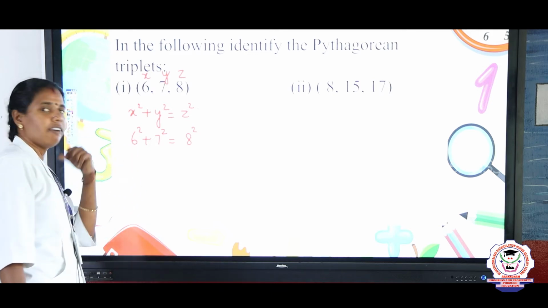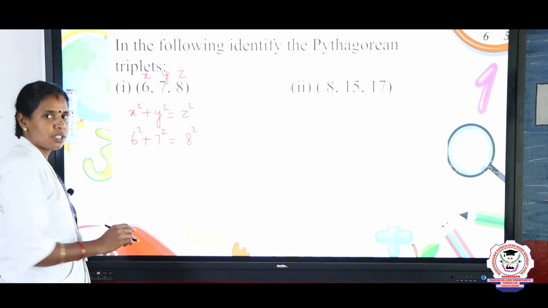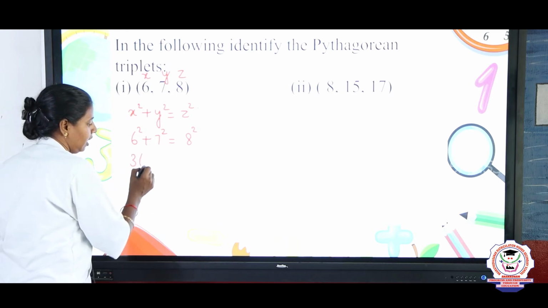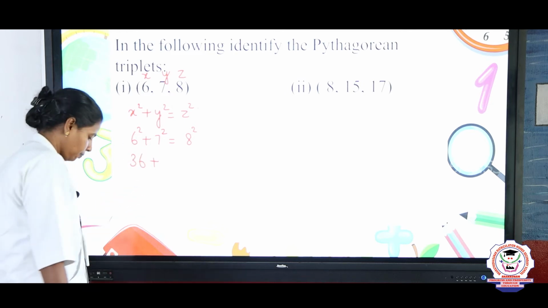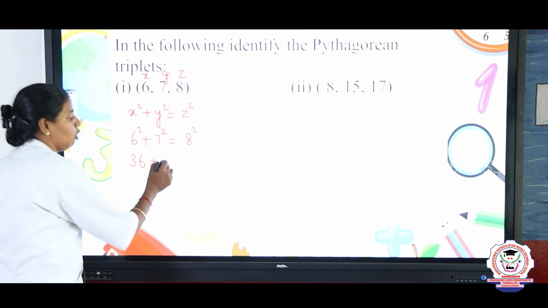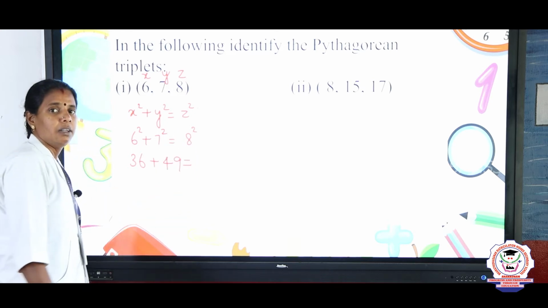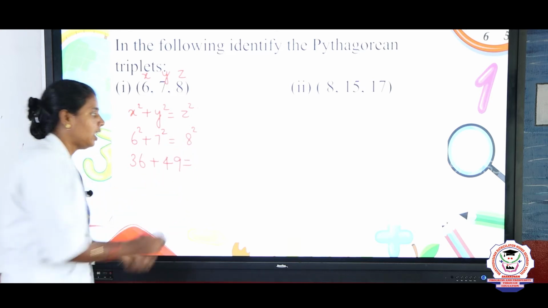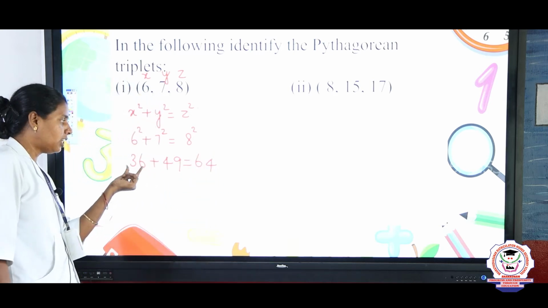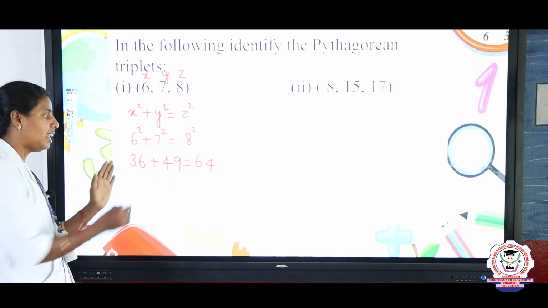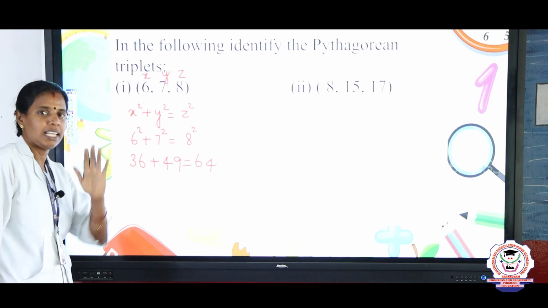See, what is the value of 6 square? Yes, Vignesh, what is 6 square? Which is 6 into 6. 6 6s are, very good, 36. Deepak, what is 7 square? 7 7s are 49. What is 8 square? Yes, 8 square is 64. Now we need to find the sum of 36 and 49. If LHS is equal to RHS, then the given set of numbers is a Pythagorean triplet.